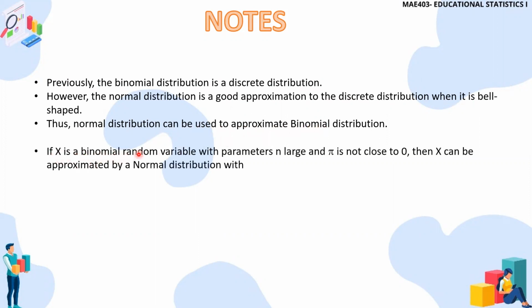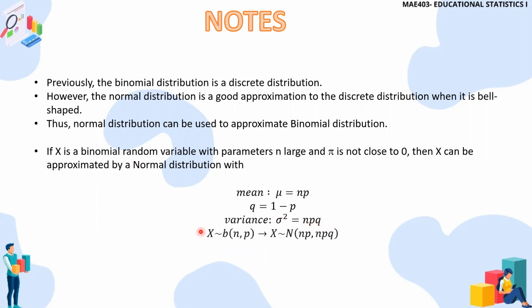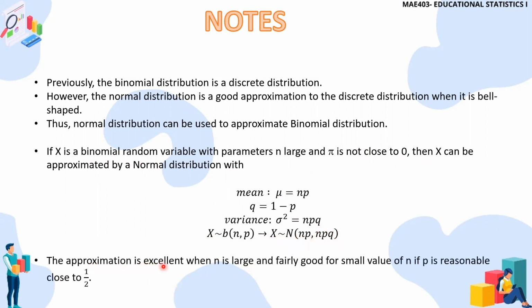So here, if X is a binomial random variable with parameters n large and p not close to 0, then X can be approximated by a normal distribution with mean mu equal to np, and q is 1 minus p. The variance is npq. So X distributed as binomial with n and p can be approximated by the normal distribution with mean np and variance npq. The approximation is excellent when n is large, and fairly good for small values of n if p is reasonably close to 1/2.